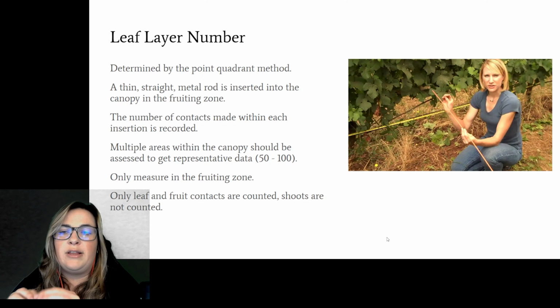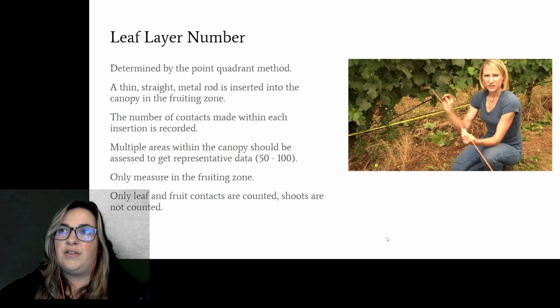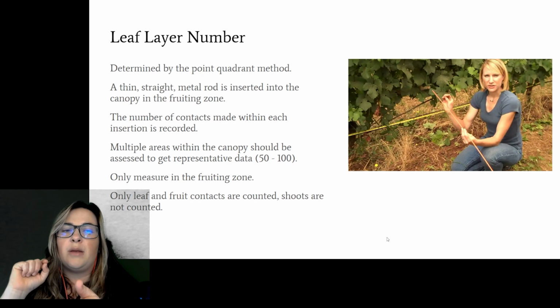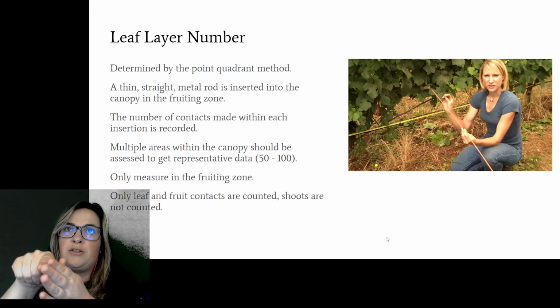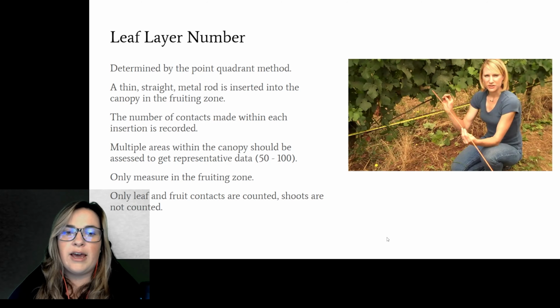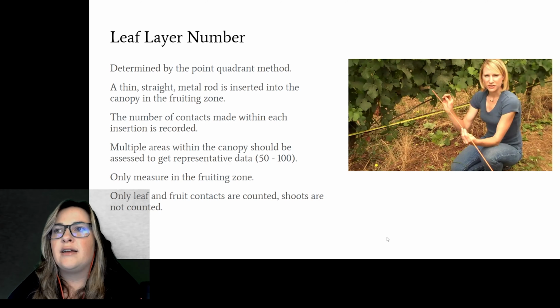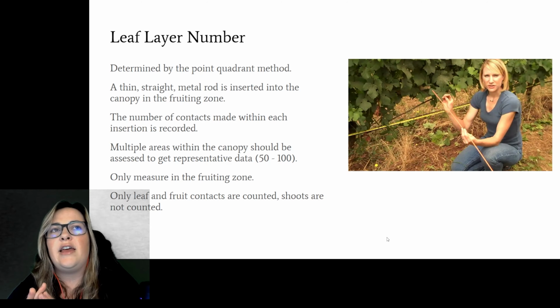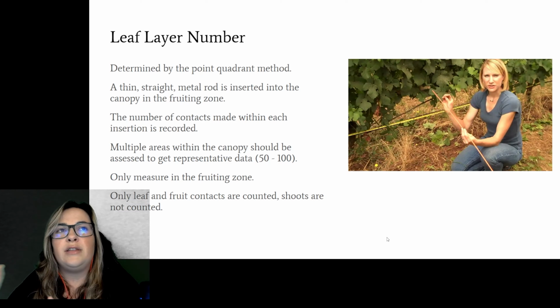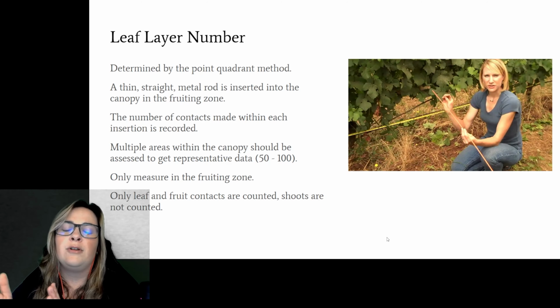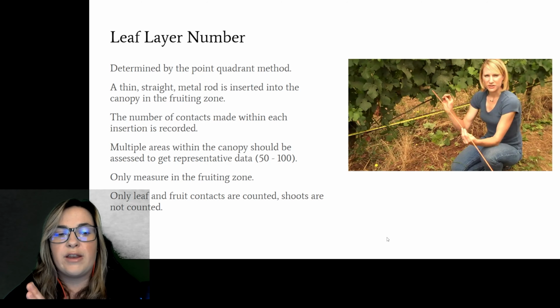She uses a small rod and inserts it into the canopy of the fruiting zone specifically. And then you have to count the number of contacts made every time you insert that rod. So if you're pushing it through the fruiting zone and you're like, okay, I touched a leaf, a cluster, and then another leaf as I went through that, then you have to record that data. You'll get some percentages, and then you can determine the percentage of leaf versus grape versus even gaps that you had, right? So if you didn't touch a leaf or a cluster, it would be a gap. We're going to talk about that a little more on the next slide.